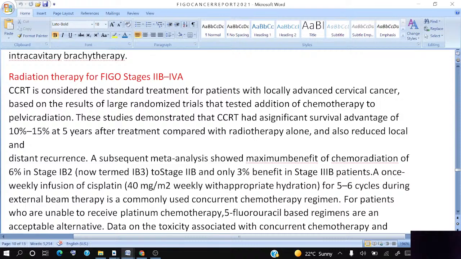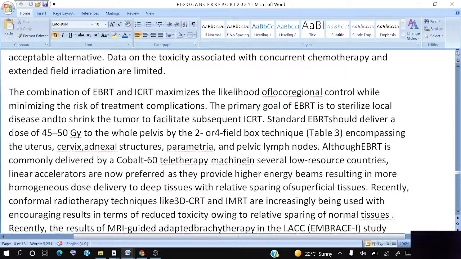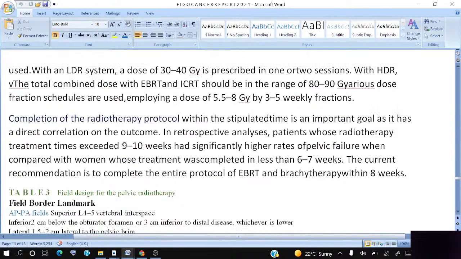And the radiation therapy for FIGO staging 2B to 4A is going to be CCRT, which has a significant advantage of 10 to 15% for 5-year survival compared with radiotherapy alone. So according to the condition we will manage the patient and get the benefit.